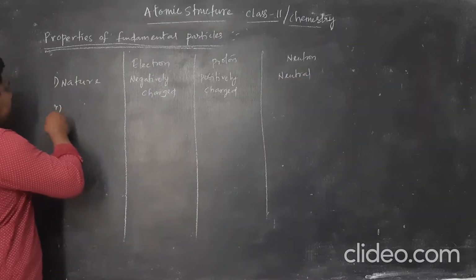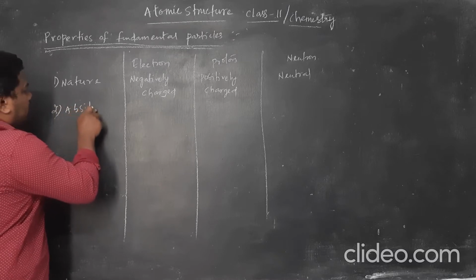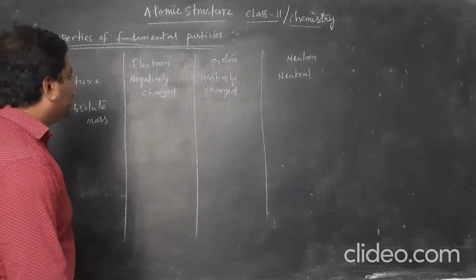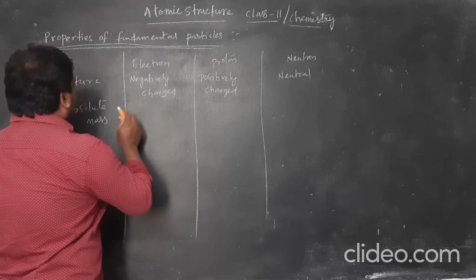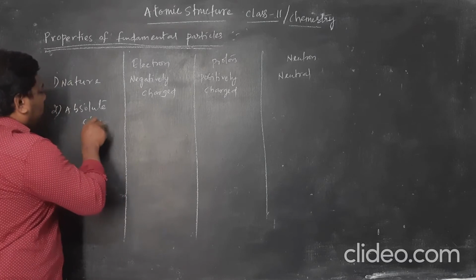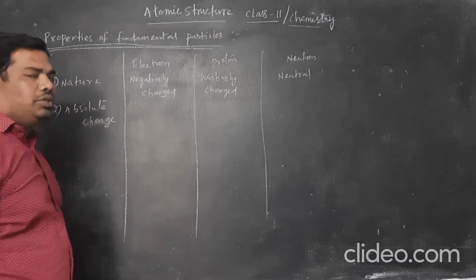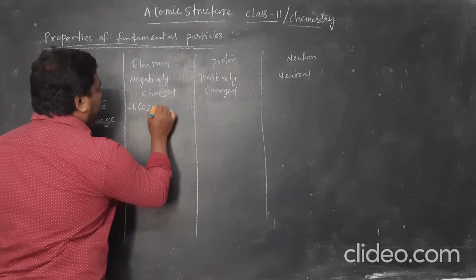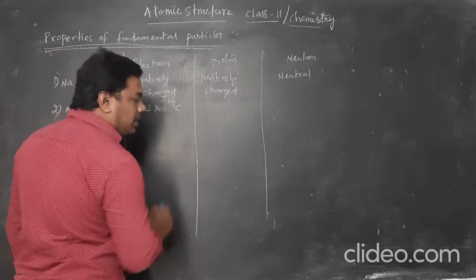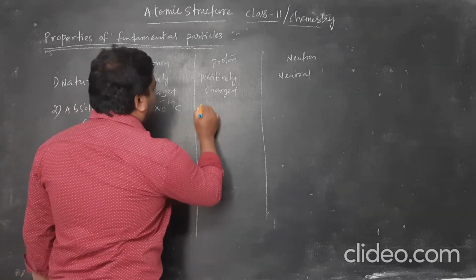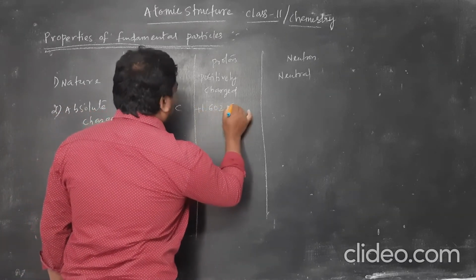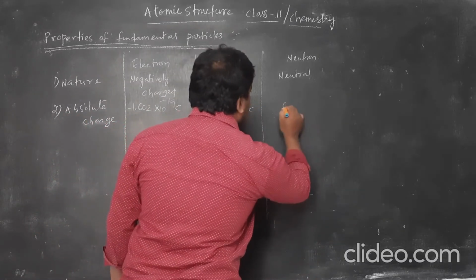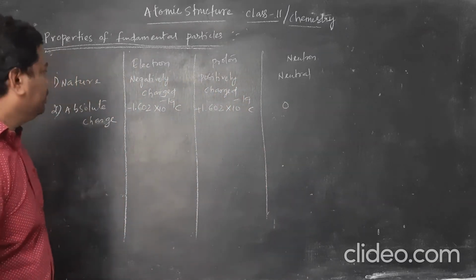The second one is absolute charge. So first we will look at absolute charge, then we will move to the mass. Absolute charge of electron is equal to minus 1.602 into 10 to the power of minus 19 coulombs. For proton it is plus 1.602 into 10 to the power of minus 19 coulomb. Here it is 0, so there is no charge on neutron.